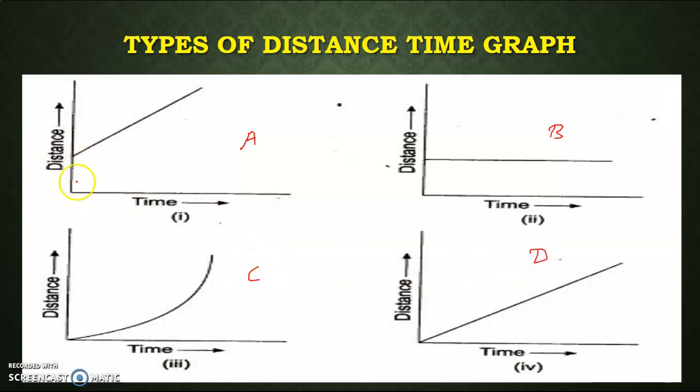In graph A, you will find that at 0 time, there is some distance. Suppose the distance is 5 centimeters. What does this represent? The initial distance of the object is not 0 when the time is 0. In the second graph, the time is increasing but the distance is not increasing. It shows that the object is at rest. In the third graph, I have told you earlier, this shows the speed of the object is increasing.